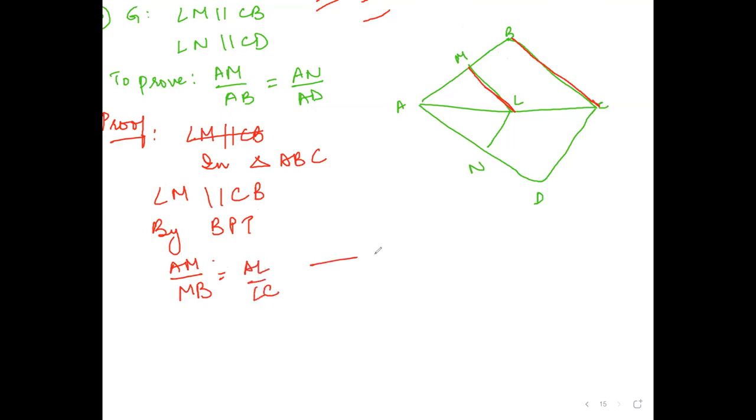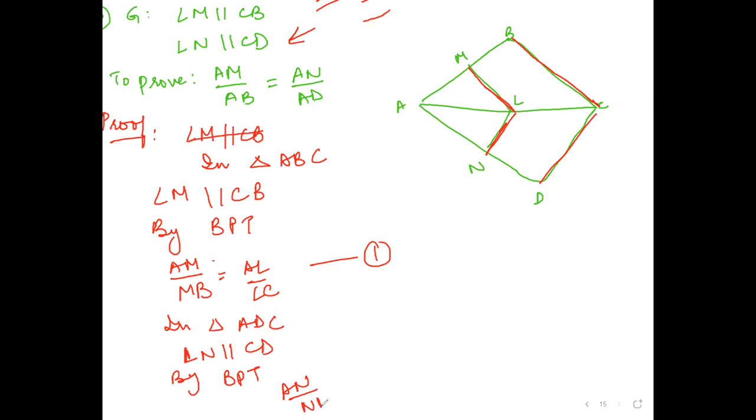Mark it result 1. Similarly, the other condition, LN is parallel to CD. That means this side is parallel to this side, so you take the other triangle. So in triangle ADC, your line LN is parallel to CD. So by BPT, this time your AN upon ND will be equal to AL upon LC. This is your result number 2.